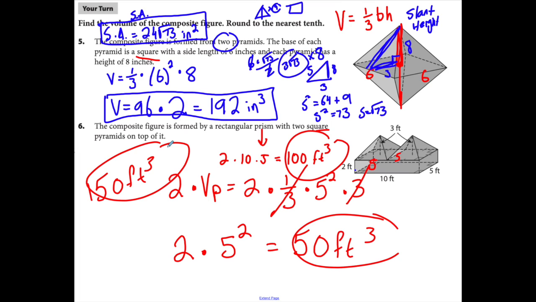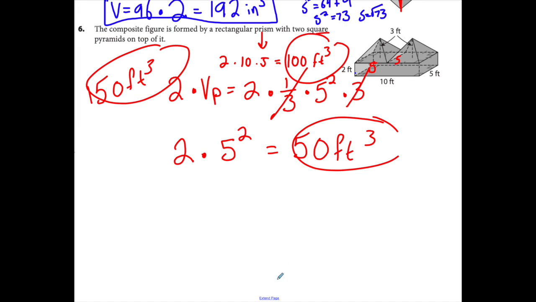Okay, and that just comes from, again, using the 1/3 base times height formula. Okay, and then just putting things together using logic, essentially. Let's talk about surface area. I'll do that for you.